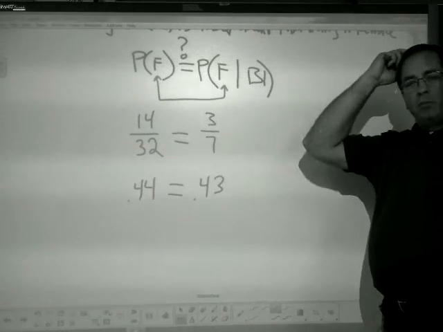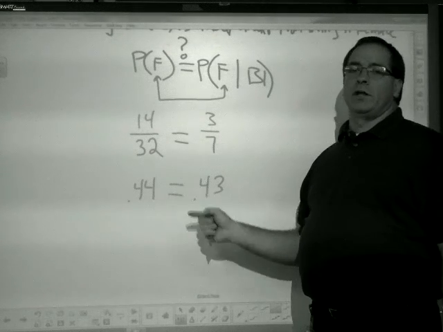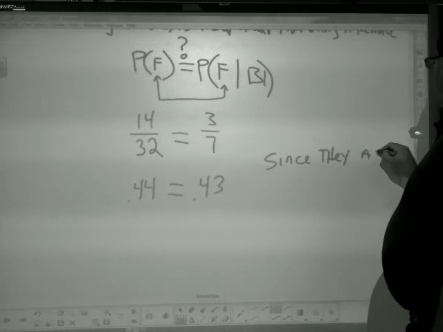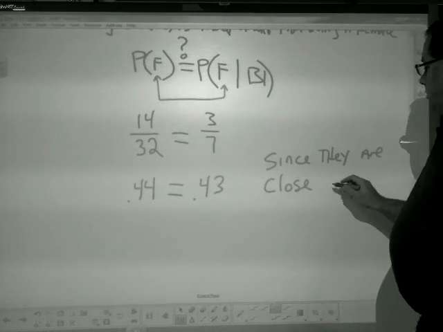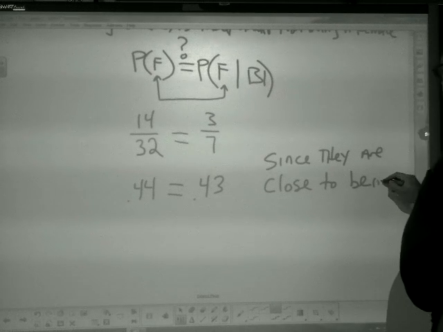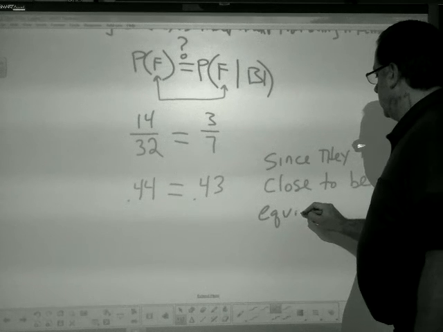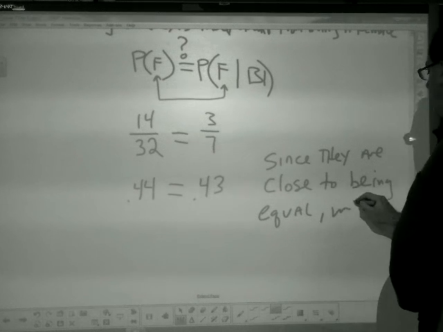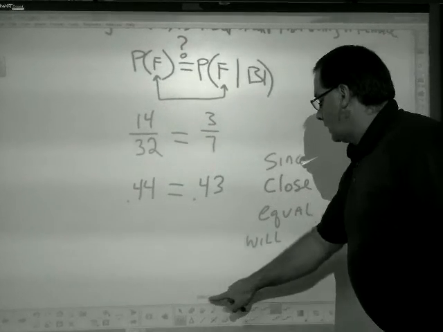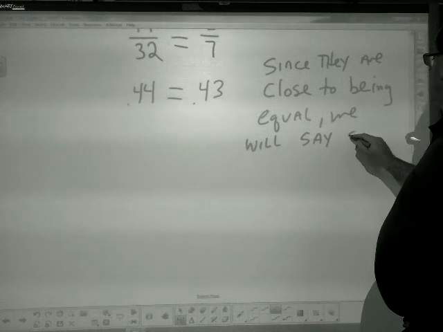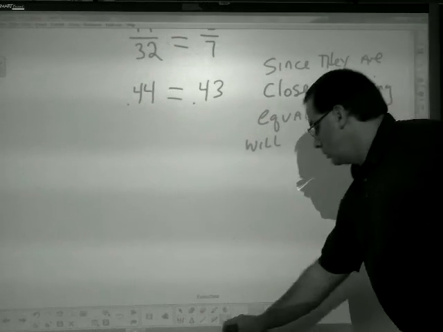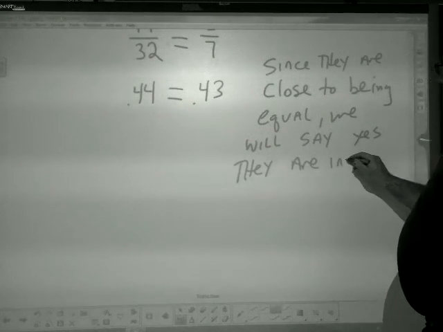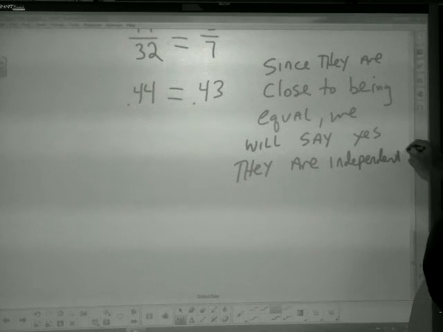Now, we don't have a large sample size, so if these numbers are close, then we'll consider them to be equal. So since they are close to being equal, we will say yes, they are independent. So again, and that's it.